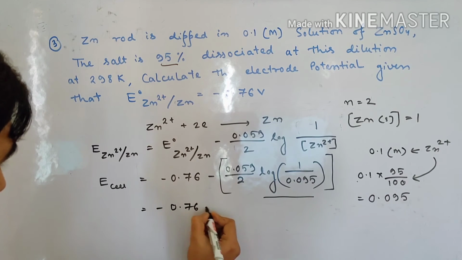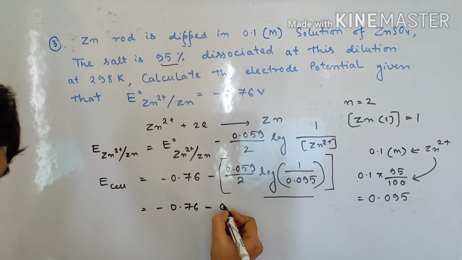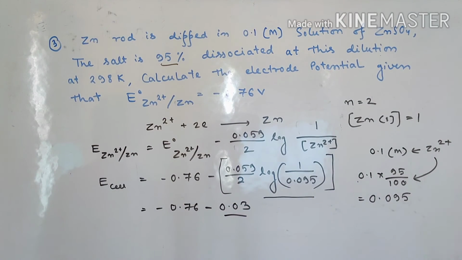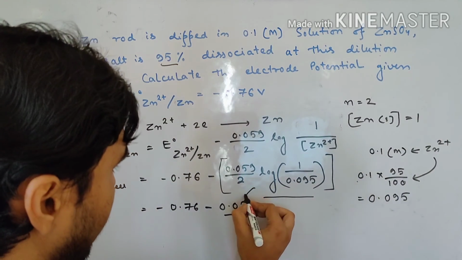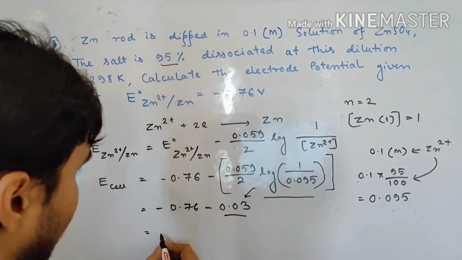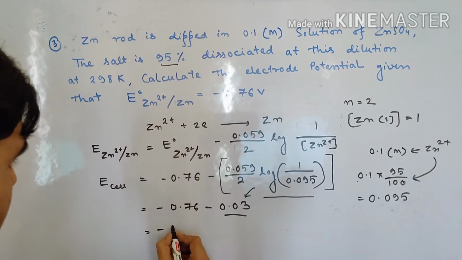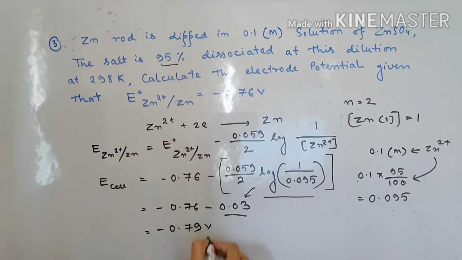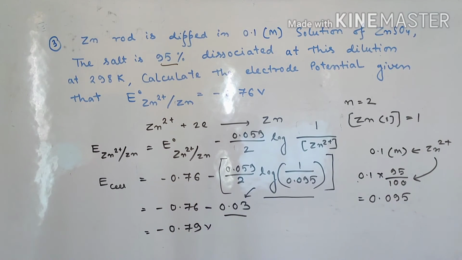Minus 0.76 minus, it is getting us 0.03. Remember, I have done it separately before showing you this numerical, because these simple calculations I don't want to do in the whiteboard itself. You do it separately. This is not the chemistry part, this is the numerical calculation only, which all of you should be able to do. This we are getting as 0.03. Now as a result, we should be able to write it is minus 0.79 volt. So this is the answer.